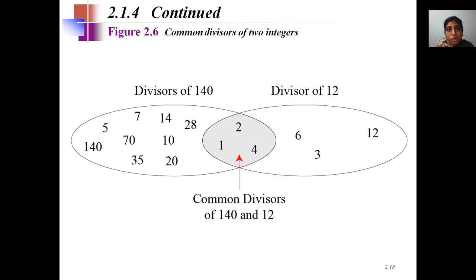Generally, if you want to find the common divisors, the common factors for a and b, then you find the factors for a, the factors for b, and then find the common ones. Divisors are nothing but the factors by which we divide. So for 140 these are the divisors, and for 12 these are the divisors. The common divisors of both are 1, 2 and 4.